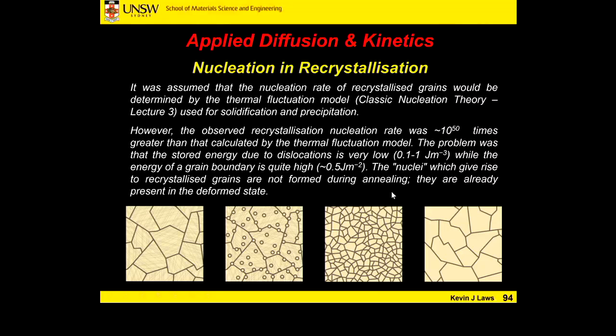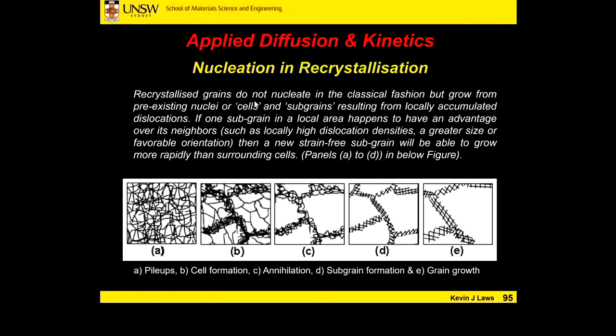So the nuclei which give rise to recrystallized grains are not formed during annealing; they're actually already present in the deformed state. The deformation is already programming into our material where our nucleation sites are going to be. They've already been born due to the deformation. So recrystallized grains don't nucleate in the classic fashion, but grow from pre-existing nuclei or cells and subgrains that result from the local accumulation of dislocations.